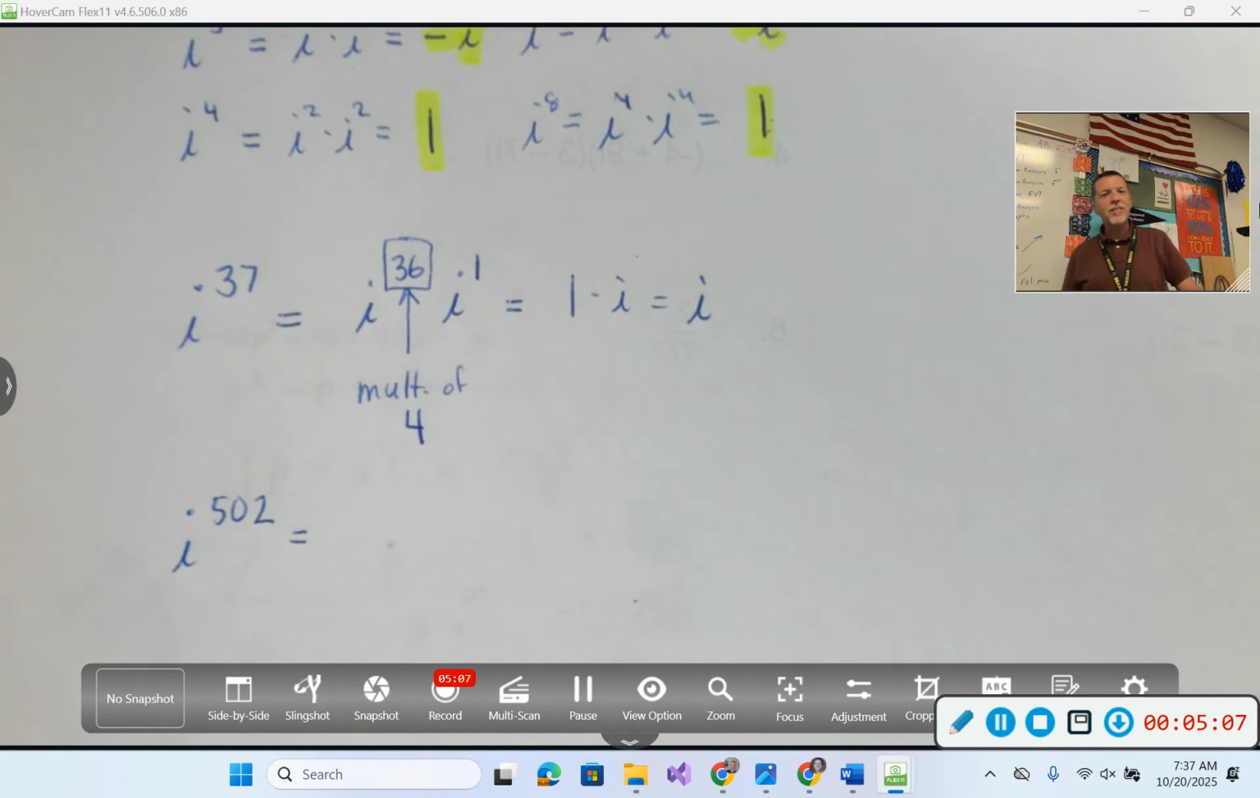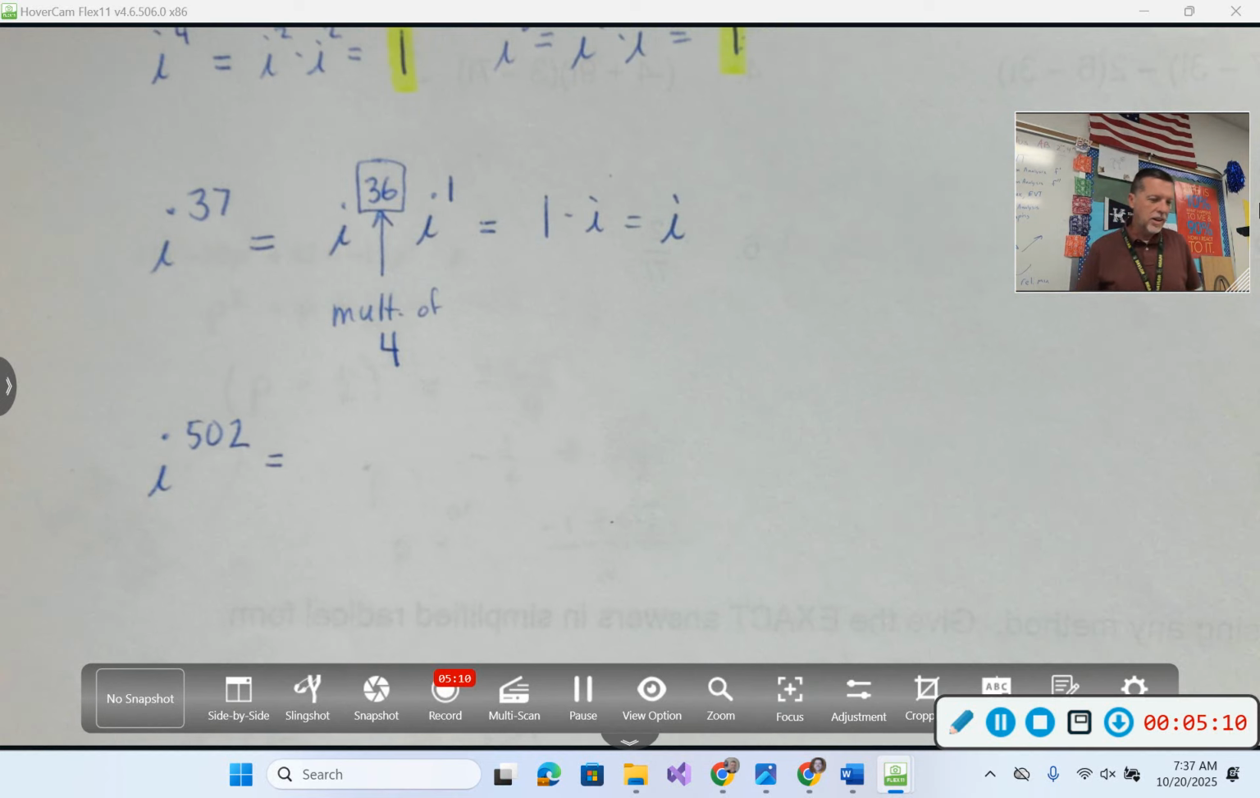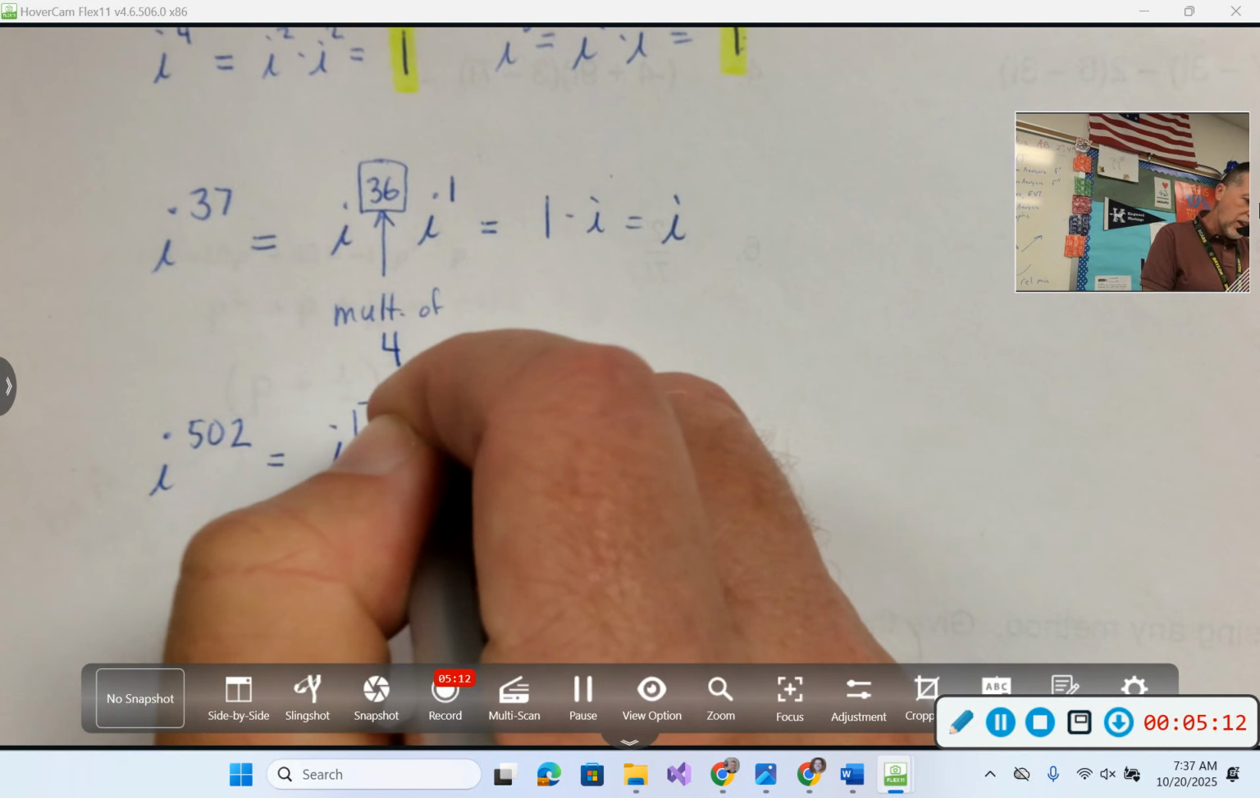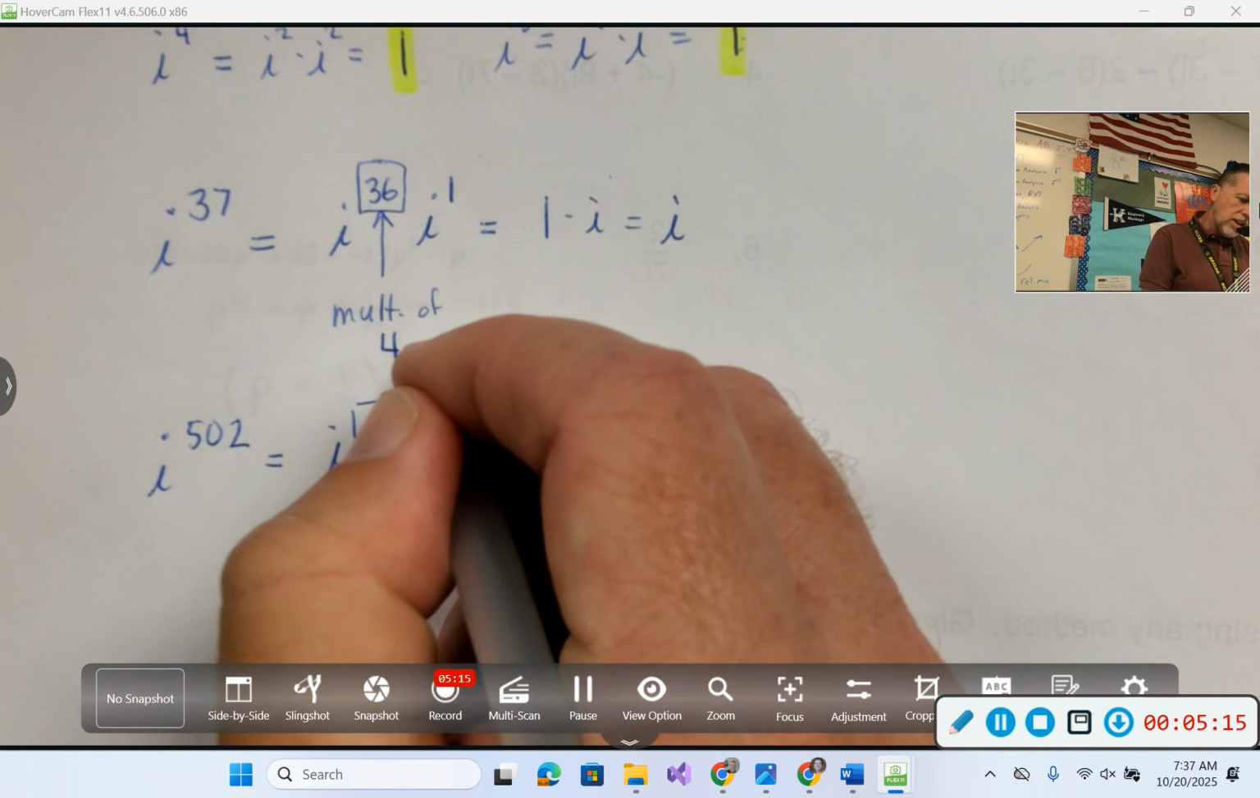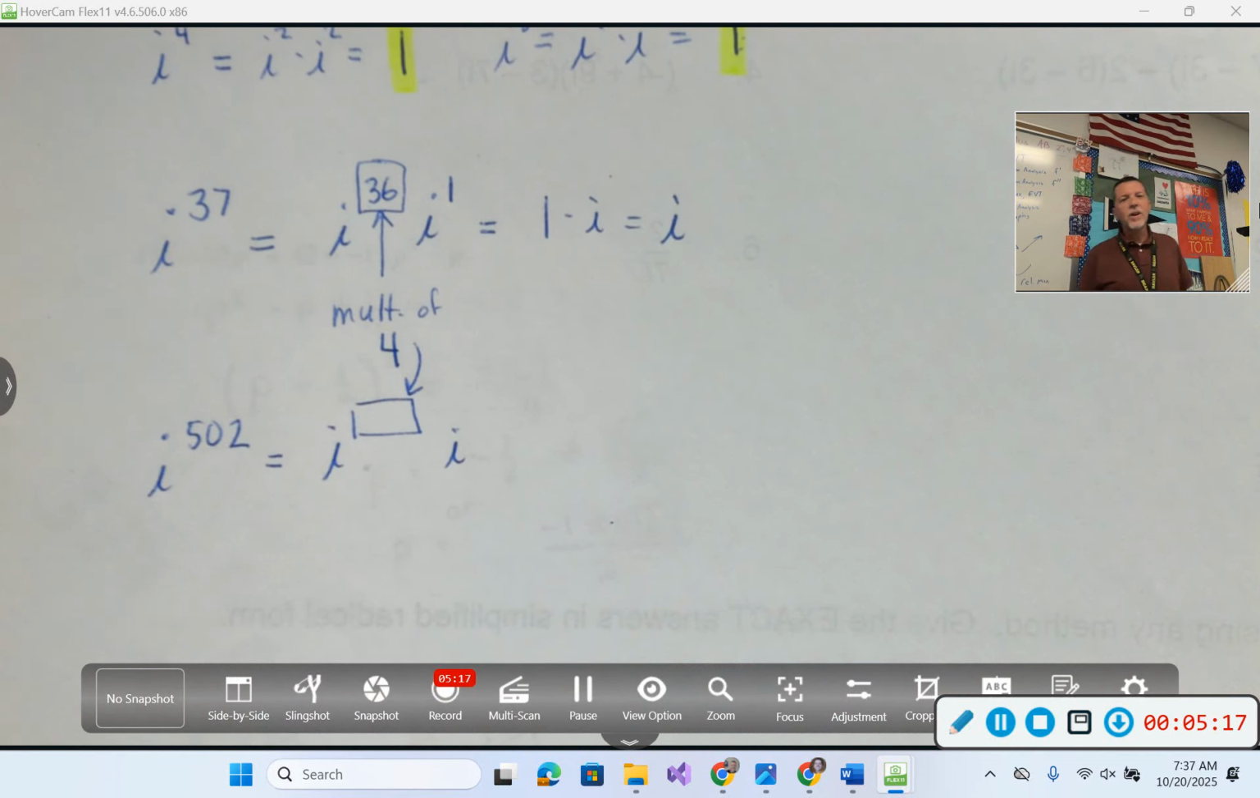What about something crazy like i to the 502? So I need a multiple of 4 that's a little less than 502. What are the multiples of 4 that are that high? Is 100 a multiple of 4? So that means 200 is a multiple of 4, and 300 is a multiple of 4, and 500 is a multiple of 4.